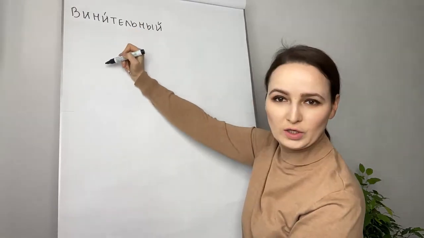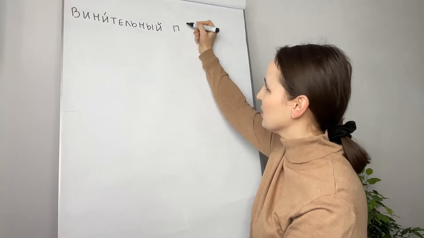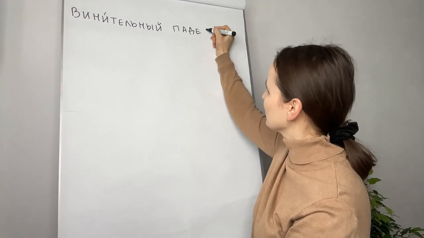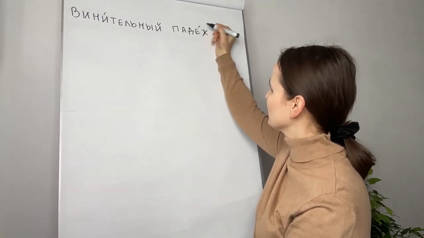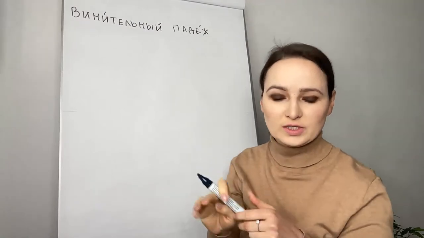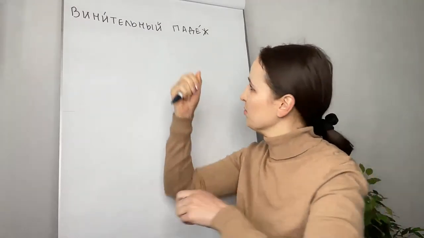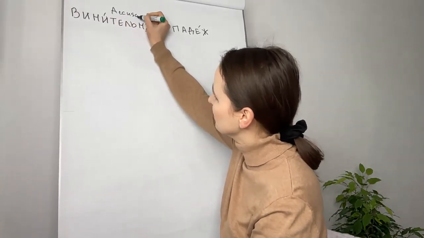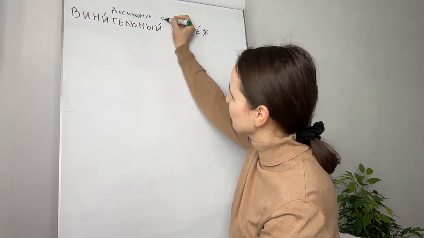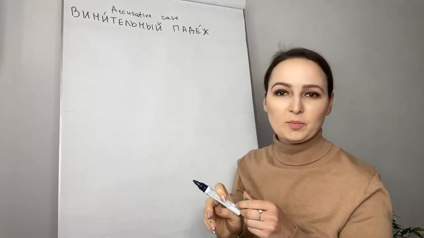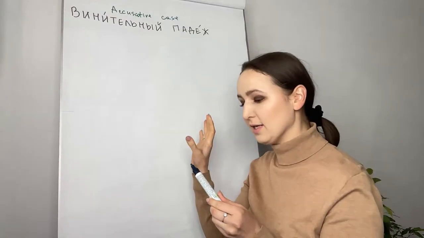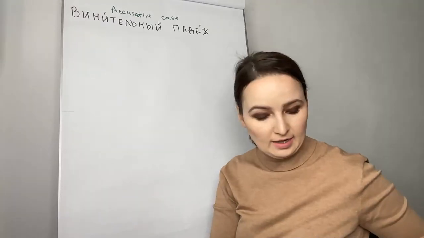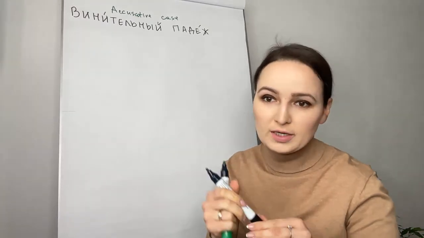Винительный. Ударение на букву И. Падеж. This will be the word of the day. Винительный падеж. Accusative case. Давайте напишем здесь. Accusative case. Винительный падеж. I will give you verbs and the nouns that you can use these verbs with. The combination of a verb and a noun.